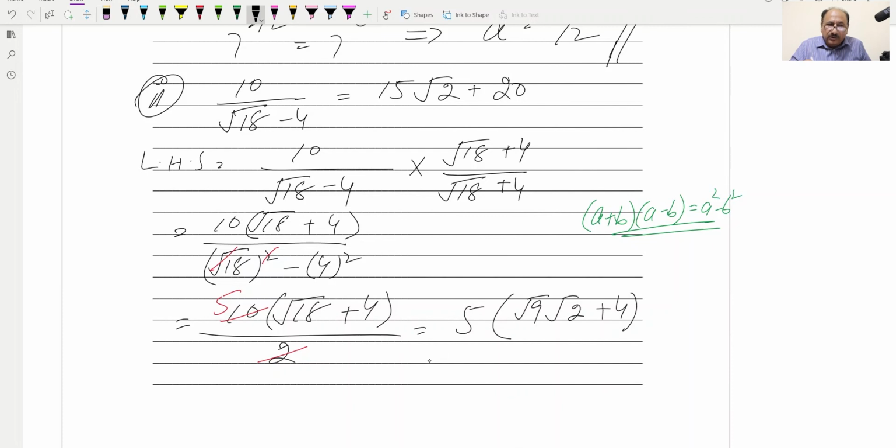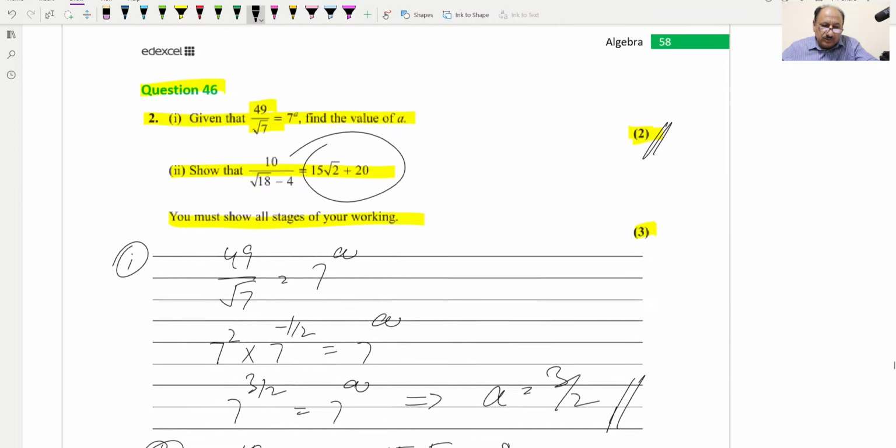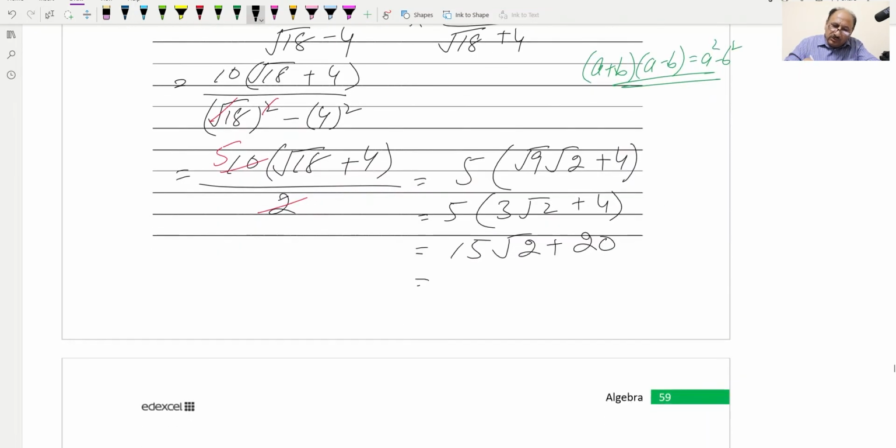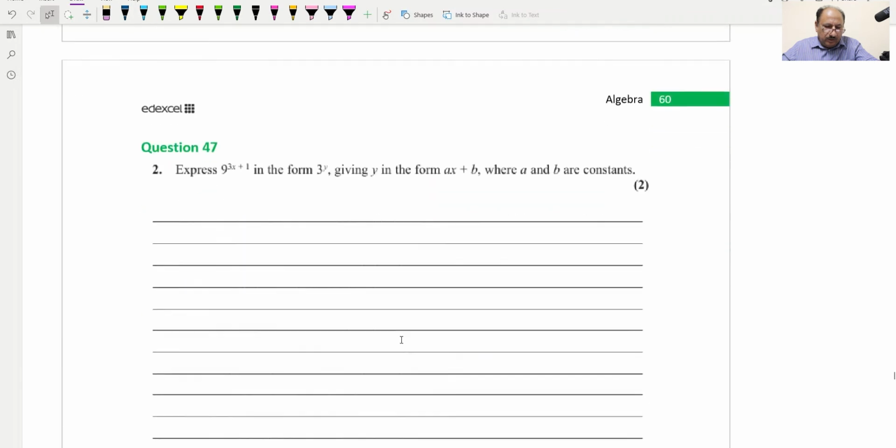So this will be what? This will be 5 into 3 under root 2 plus 4, and if we multiply, this will be 15 under root 2 plus 20, and this is what we needed to prove, which is equal to right hand side, and this is done. Hopefully you understood each and everything. Now we can move to the next question.